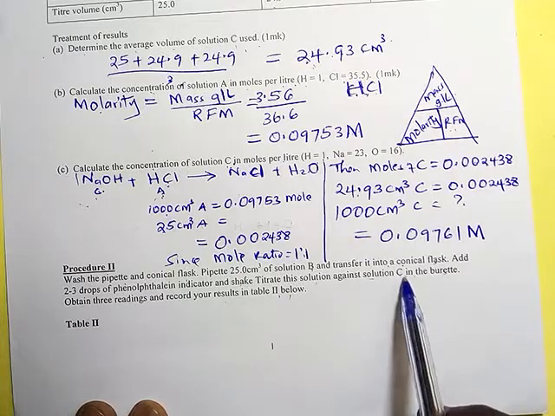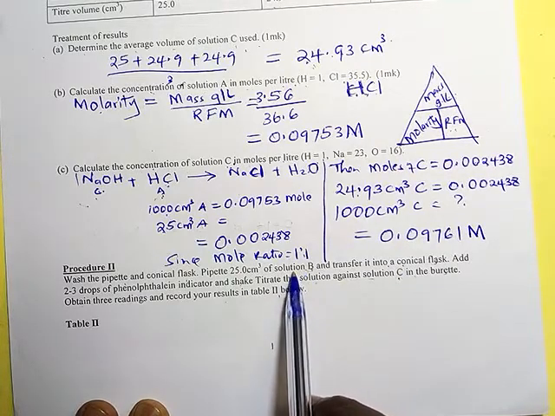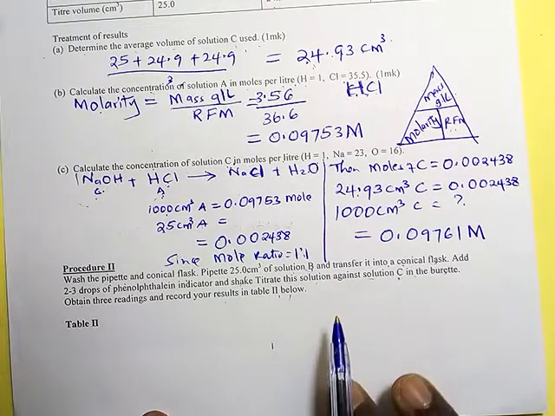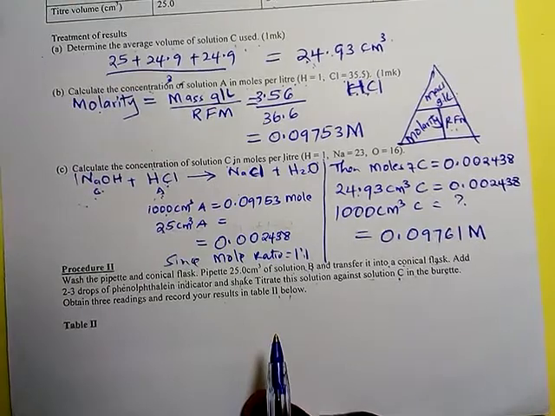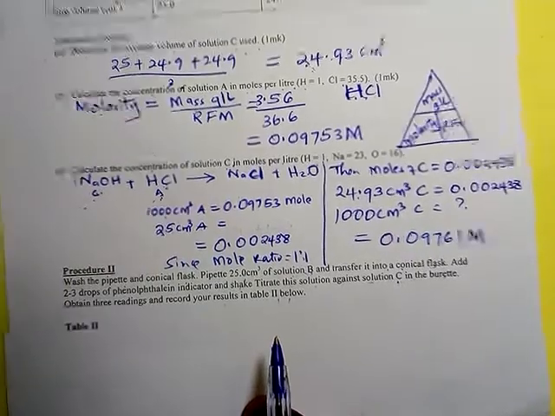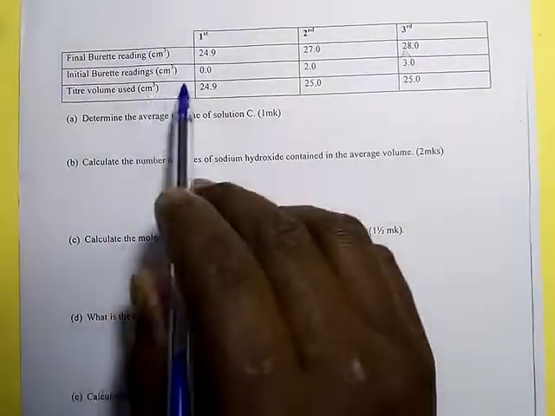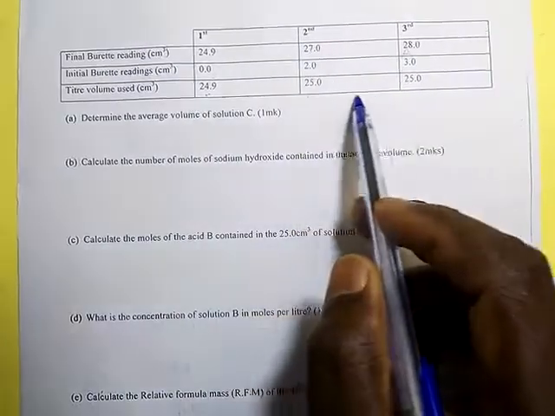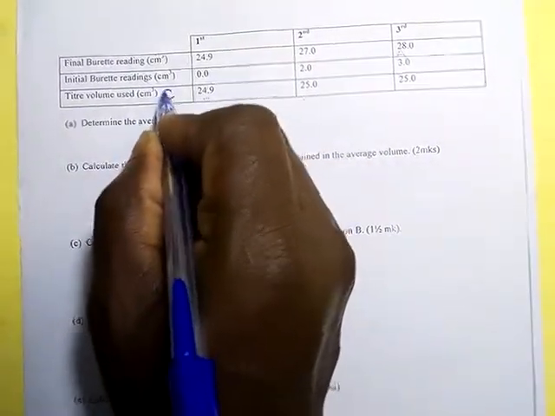So here, sodium hydroxide, which is solution C, is reacting with acid B. B is an acid, and it seems to be an organic acid. So let us go to table 2 and see the information that we are given. So we have the table filled. So we have 24.9, 25, and 25. So let us calculate the value. This is the solution C that was used.